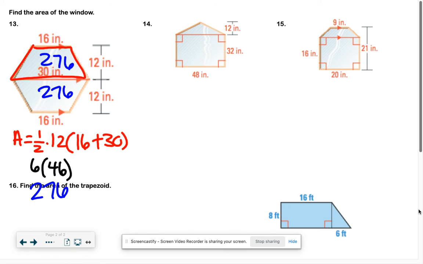So what's our total for that whole window that they're calling it? 552. 522? Yeah, 552. Yep. Numbers are hard today for me. Not looking good.